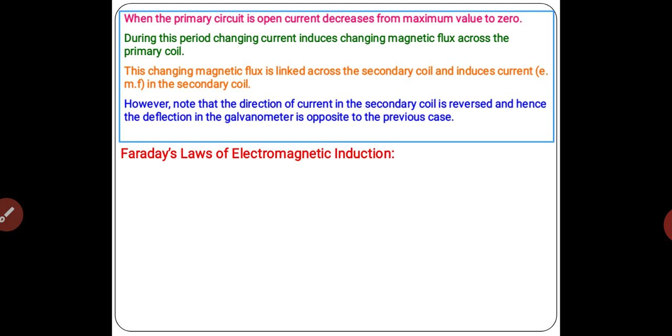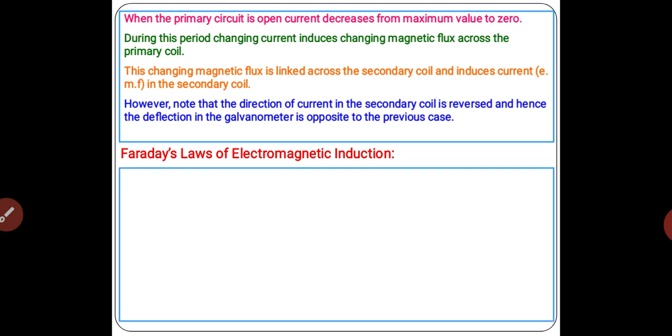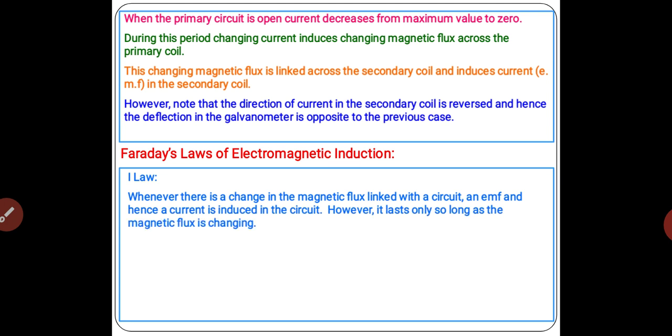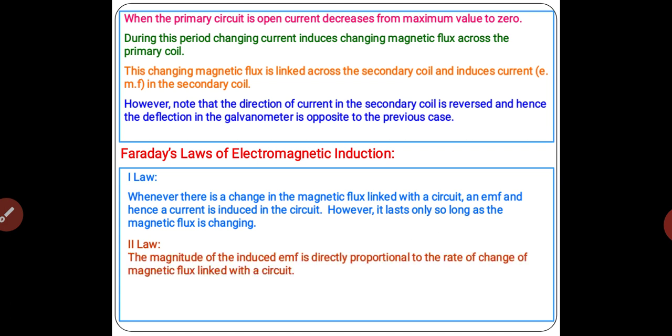So, we can conclude Faraday's laws of electromagnetic induction as follows. The first law states that whenever there is a change in the magnetic flux linked with a circuit, an EMF and hence a current is induced in the circuit. However, it lasts only so long as the magnetic flux is changing. The second law states that the magnitude of the induced EMF is directly proportional to the rate of change of magnetic flux linked with a circuit. Mathematically, the EMF is directly proportional to change in flux with respect to time.